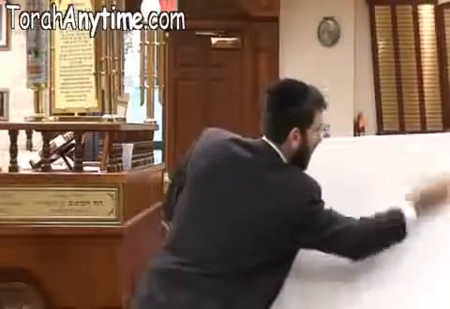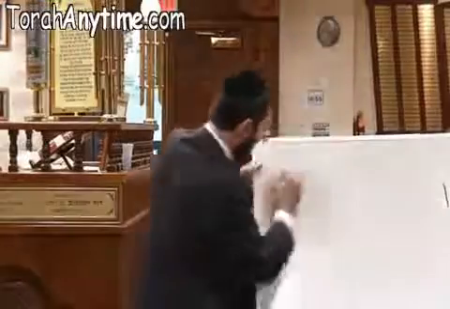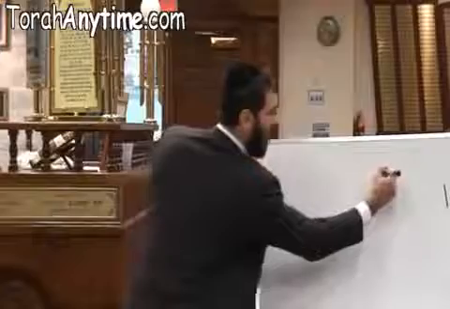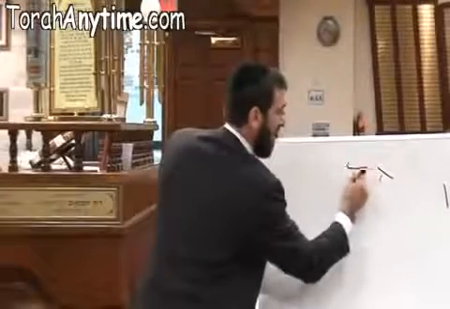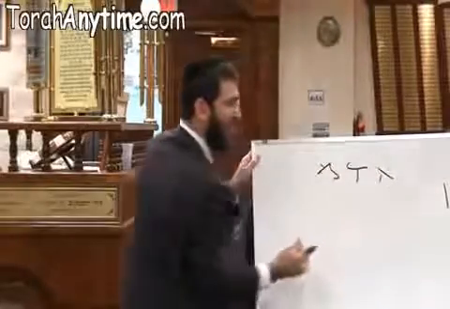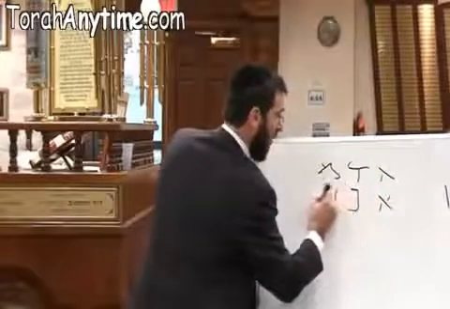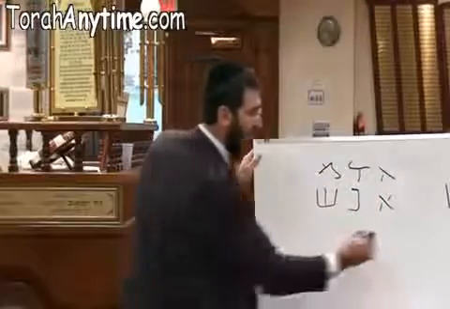Now it's interesting, by the way, there are many different names for the human being in the Torah. One thing we see, of course, as we just said, is Adam. Another name for a human being is an Enosh. Another name for a human being is an Ish.